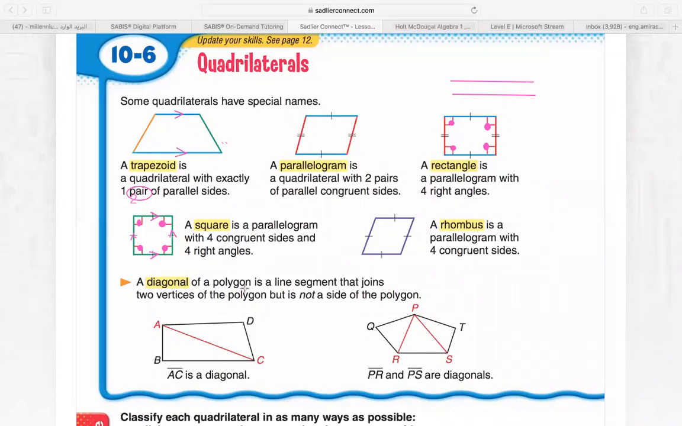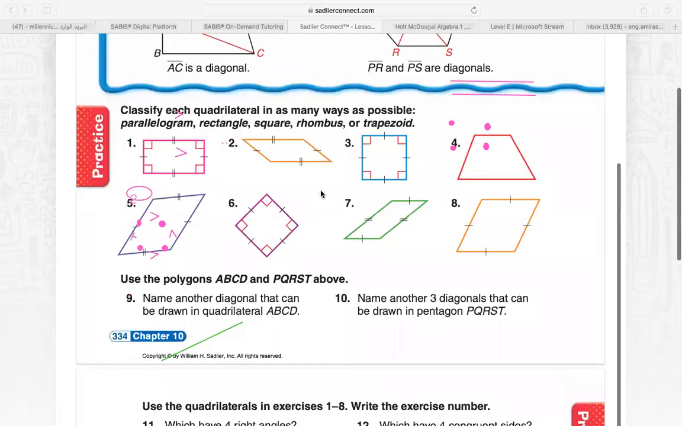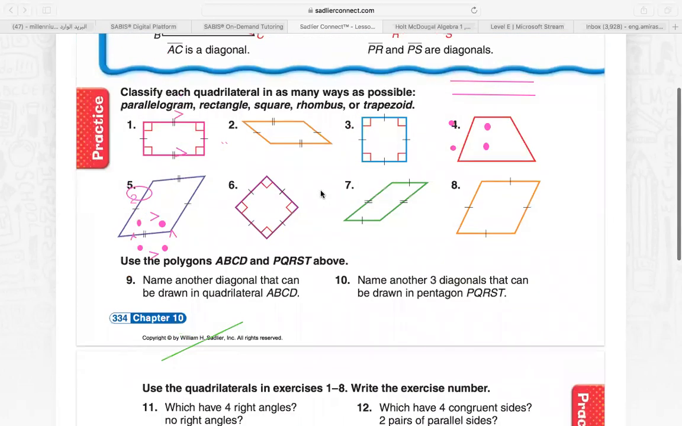A diagonal of a polygon is a line segment that joins 2 vertices of a polygon, but is not a side of the polygon. You see the red line here? It joins 2 vertices, but it is not a side. I am repeating, it is not a side. It is joining 2 vertices from inside the shape, but it is not a side. Okay, girls?